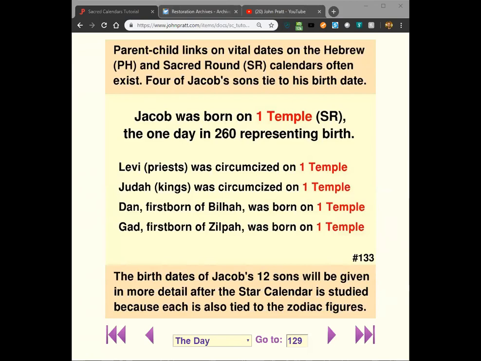So there's an order to this. This is not just random holy days. There's patterns and order. And the bottom says the birth dates of Jacob's 12 sons will be given in more detail when the star calendar is studied. Yeah, because they're tied. We said that they're tied to zodiac figures. But that's 4 1 temples.